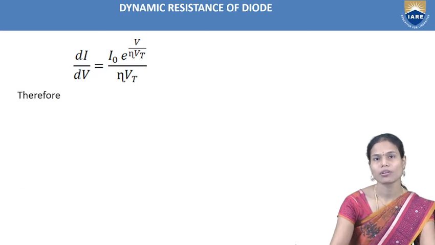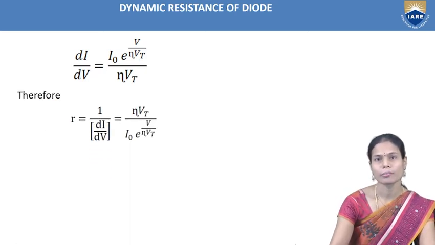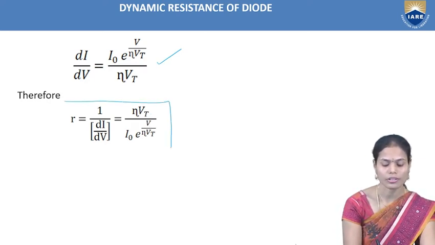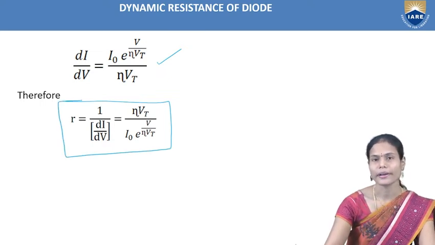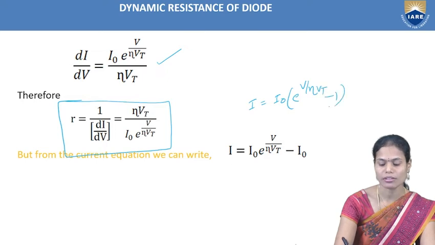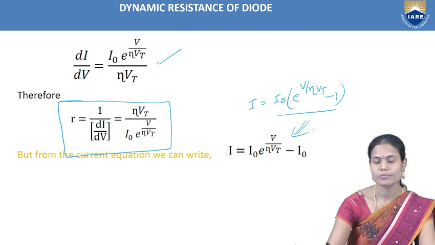But here we require R equal to 1 by di by dv, so we have to take the reciprocal of this equation, that is eta vt by I naught e power v by eta vt. This is the formula for the dynamic resistance. We can also write the dynamic resistance from the current equation. If we expand the current equation, I equal to I naught into e power v by eta vt minus 1, we will get this particular equation.